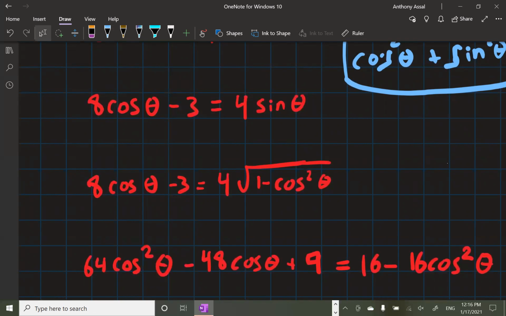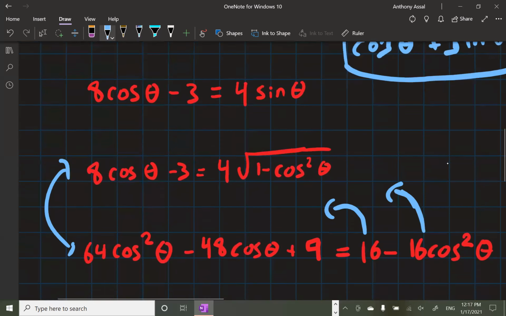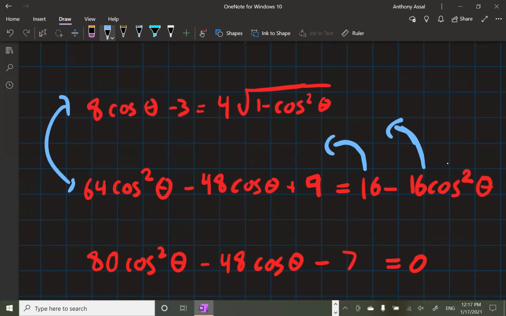Now again, there is still some hand waving on what's going on between here and here. That's just some more basic algebra, so I'm just skipping over that. You may have to just trust me for now, but I'll explain why later. So now we have this little equation. Now let's throw everything onto the left side. We have 80 cosine squared angle minus 48 cosine angle minus 7 equals 0.